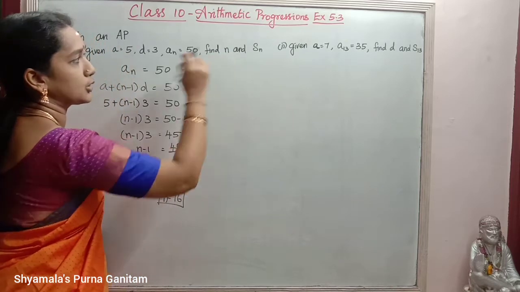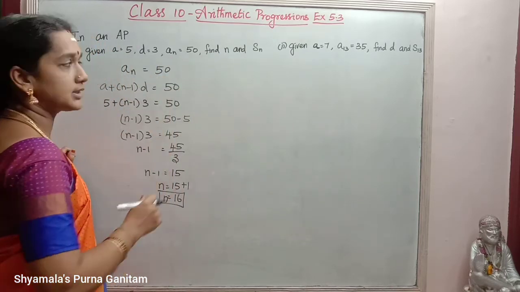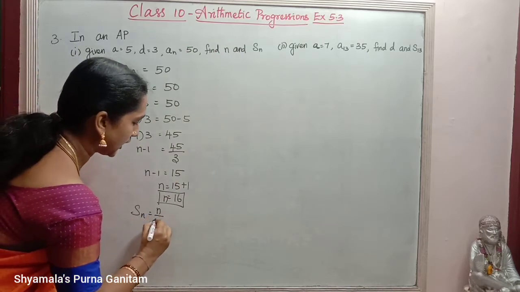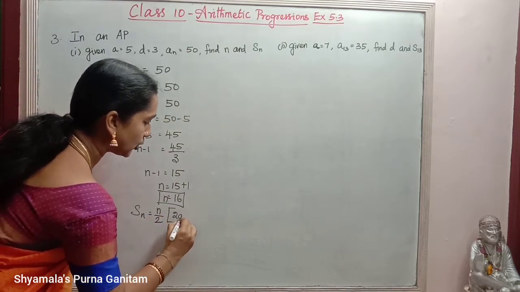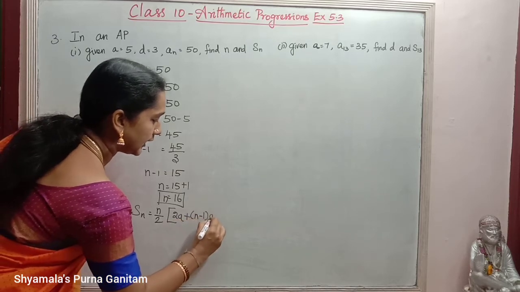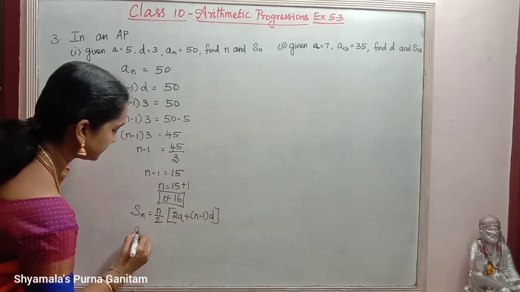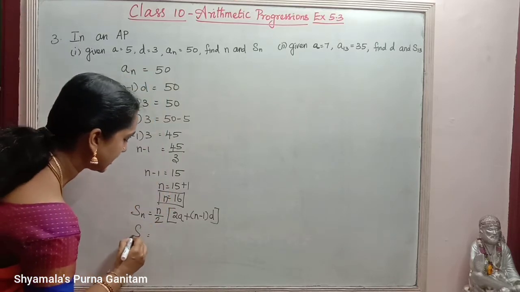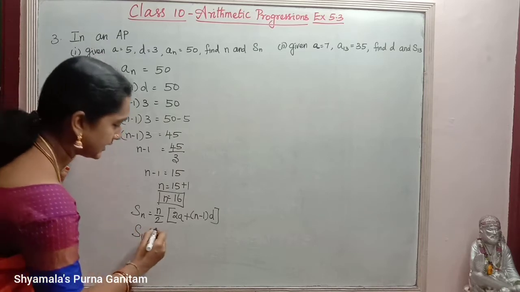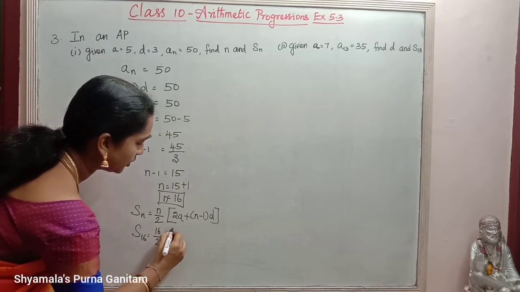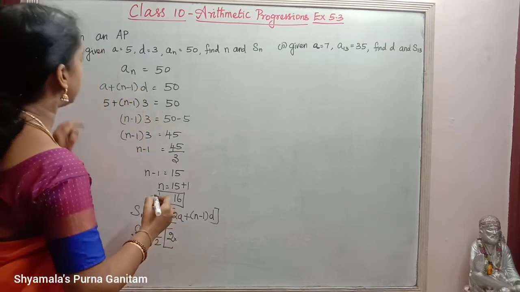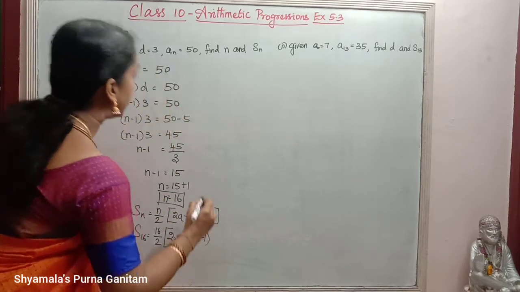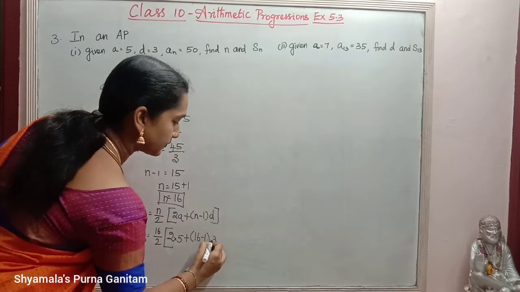So first we are asked to find N. So N is equal to 16. Then next one is Sn. So Sn is equal to, formula is N by 2 into 2A plus N minus 1 into D. Sn only we are asked to find. So N value here it is given as 16. So S16 is equal to 16 by 2 into 2 into A value is given as 5 plus 16 minus 1 into D is given as 3.